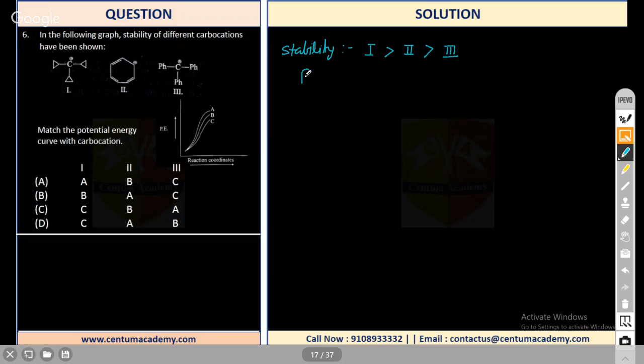Hence, the more stable one has the least potential energy, so the order of potential energy will be reverse, right? So the third one will have the maximum, then the second one, and then the first one will have the least. So the maximum potential energy belongs to A, which is the third; second belongs to B, and first belongs to C. So one is C, second is B, third is A. So option C is correct. Right? So all of you have got this. Next question you see.